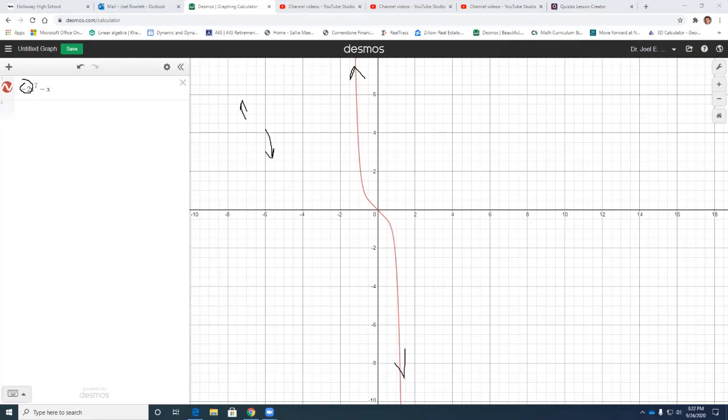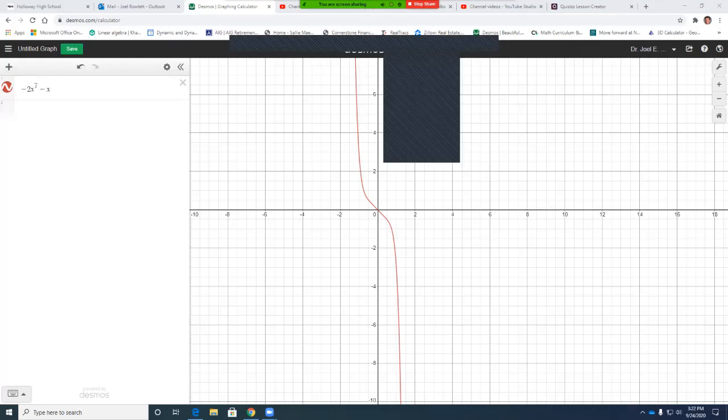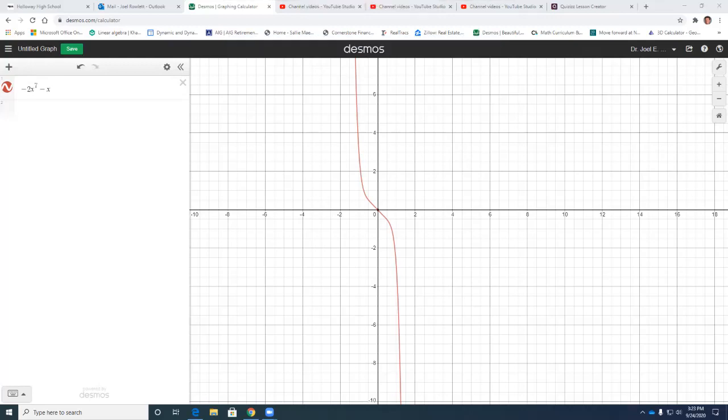And just for a review, does this have any zeros? Does this function have any zeros? And the answer is yes. There is a 0 right here. I'll point to it there with a little arrow. There we have a 0 at the origin.